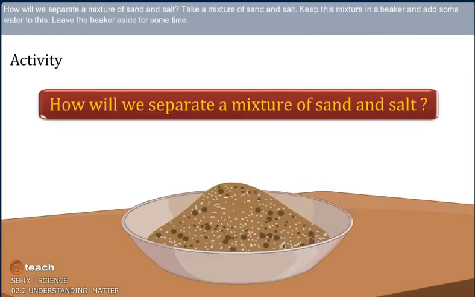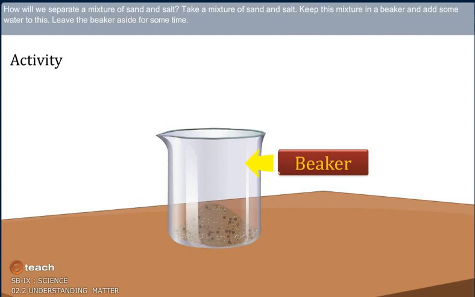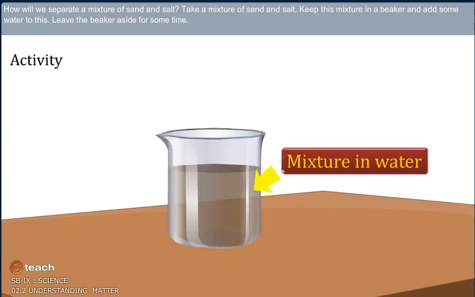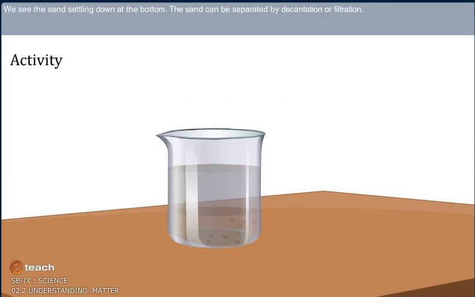So students, how will you separate a mixture of sand and salt? Take a mixture of sand and salt. Keep this mixture in a beaker and add some water to this. Leave the beaker aside for some time. We see the sand settling down at the bottom. The sand can be separated by decantation or filtration.